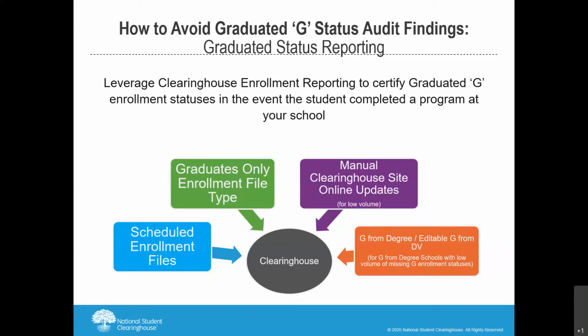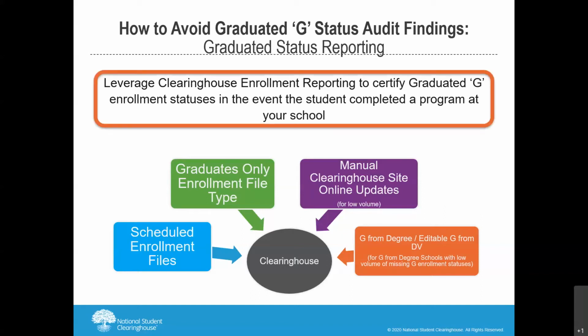Of these four different options, when we're talking about what are the best solutions to report that enrollment status change to graduated, if you are faced with lots of manual updates for G statuses and things like that, that really would be these two options, the scheduled enrollment files and graduates only.